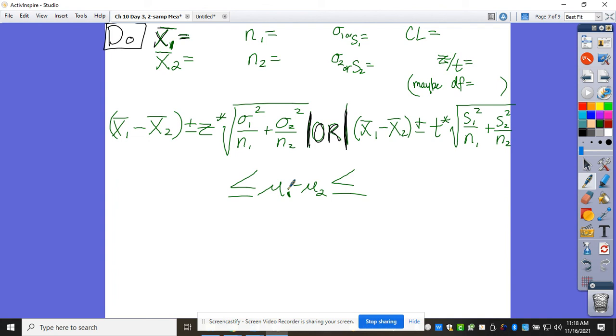What happens as your sample size gets bigger with T? It gets closer and closer to what? Z. Which one's more conservative, Z or T? T. So which would be more conservative, a lower number or a higher number? A lower number. So if you did it that way, you would choose your lower n to do degrees of freedom.